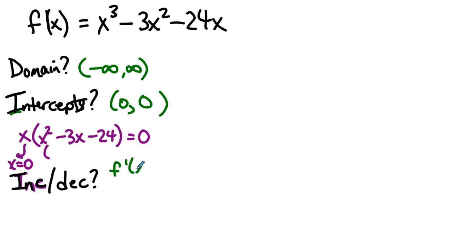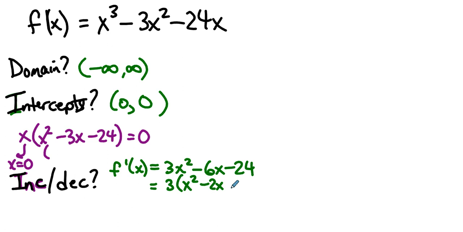How do we know where a function is increasing or decreasing? Well, we figure out what's going on with f prime. F prime is 3x squared minus 6x minus 24. That's 3 times x squared minus 2x minus 8. That factors like this.